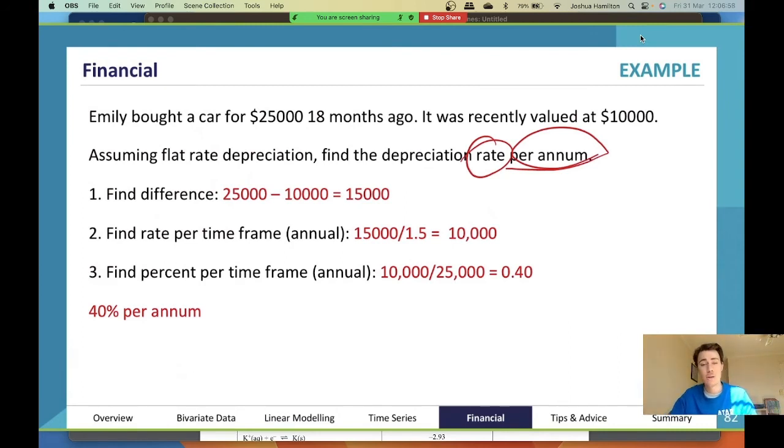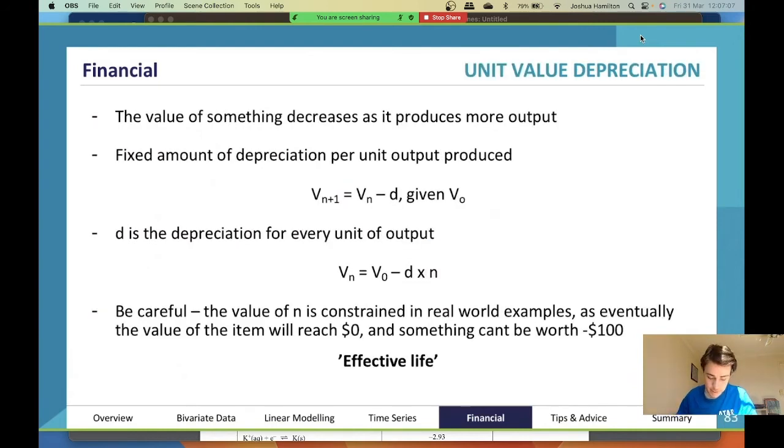So again, these questions are about finding out what they want. What do they actually want here? They want the percentage. That's what they're asking for, and that's what they're going to get. So that's your simple interest version of depreciation.